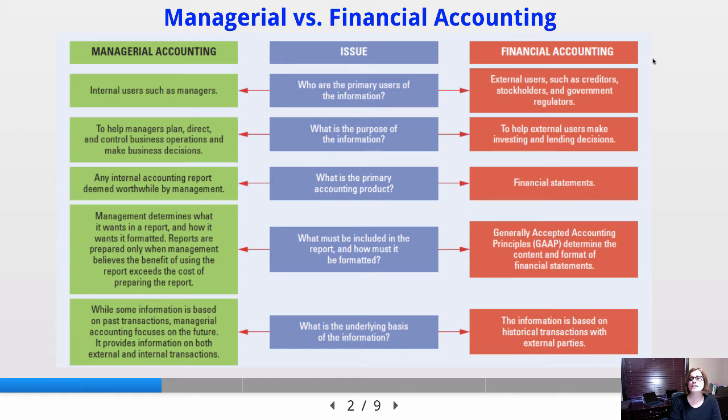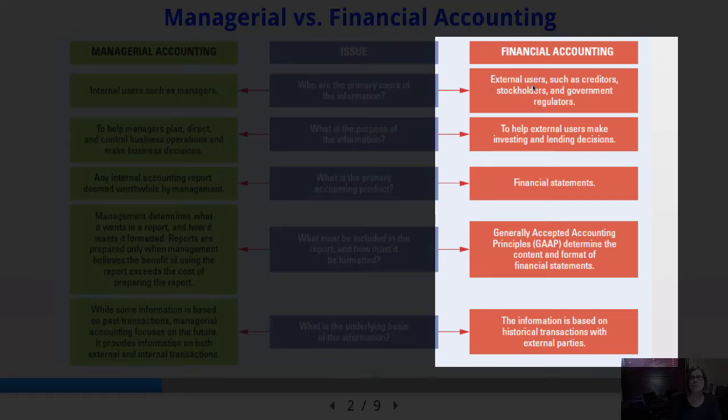So right here you see financial accounting is for external users, and it's basically to help these external users, such as creditors and stockholders, make investment and lending decisions. The primary focus in financial accounting is the financial statements, and it's run by GAAP. Most of the information that financial accounting prepares relates to external parties.